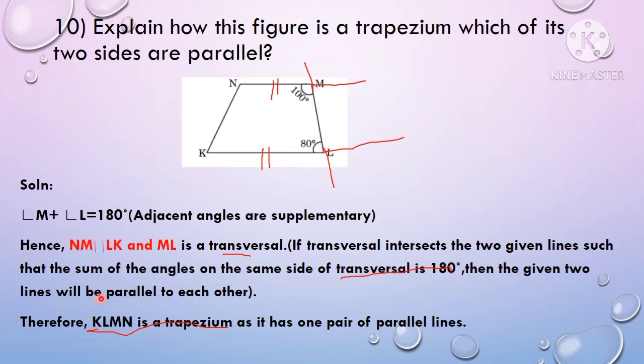Okay. Therefore, KLMN is a trapezium as it has one pair of parallel lines. Here, which is the one pair of parallel lines? NM and KL. A trapezium will have one pair of parallel lines. Sometimes if these two sides won't be parallel lines, then KN and ML will be parallel. So, any one pair of a trapezium will be parallel lines. Okay, understood, children? Let's see the next problem.